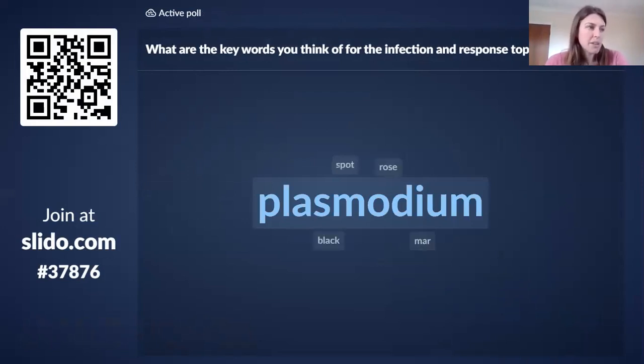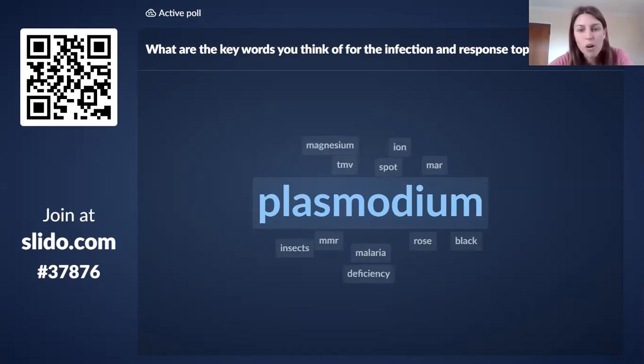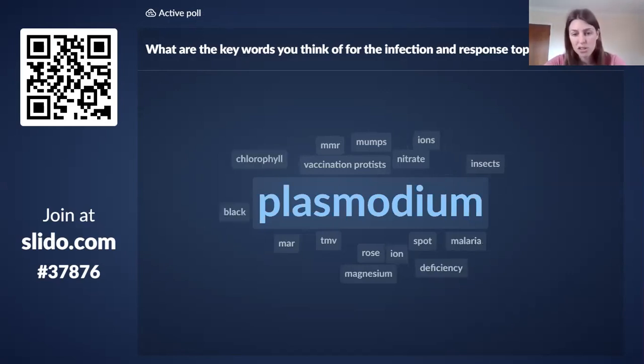So that link, if you copy that link and pop it in your browser, then that should take you to a question. You can put in a response as many times as you like, and it will fill in this word map here. It's a really good way of judging what keywords come up most in people's minds. Good. Deficiency, magnesium, spot, yes, rose black spot virus. We didn't really talk about that today, but that's one of the viruses that we talked about connected to plants rather than humans. Chlorophyll, we talked about a lot today, how that's key to a plant's growth.